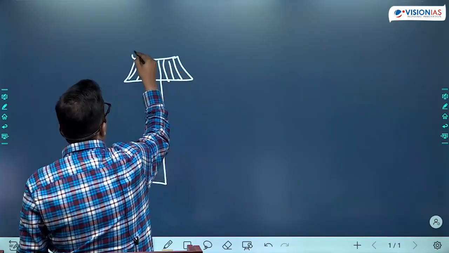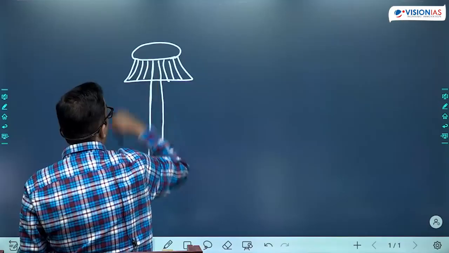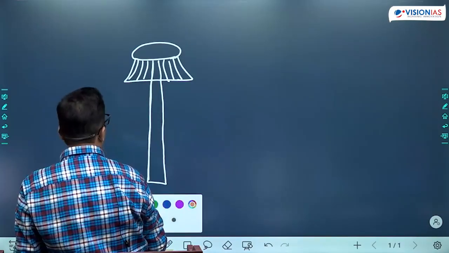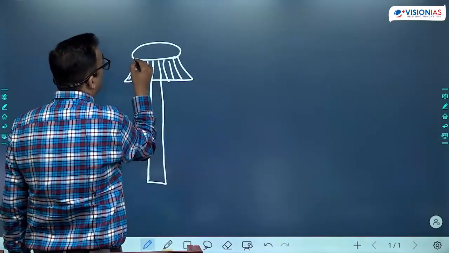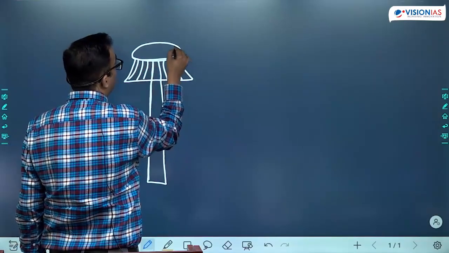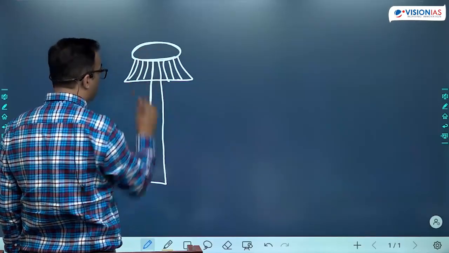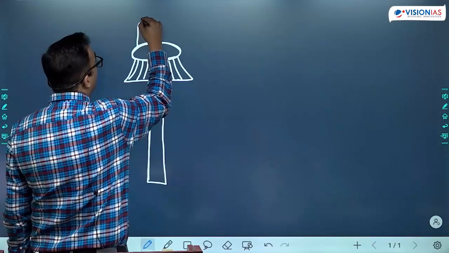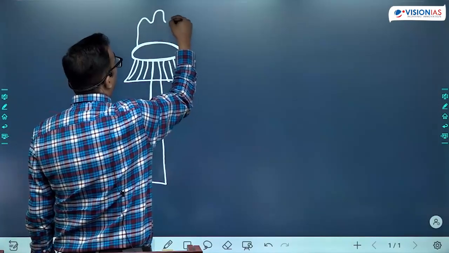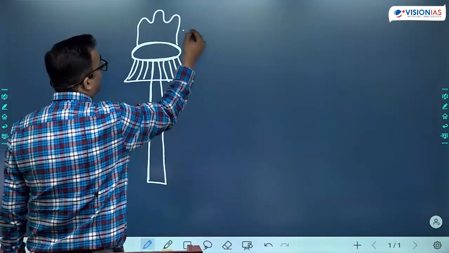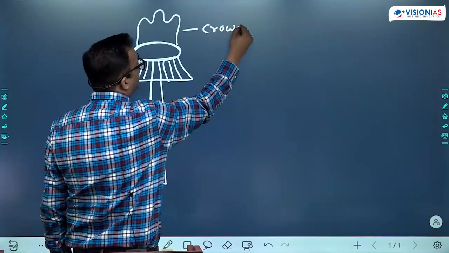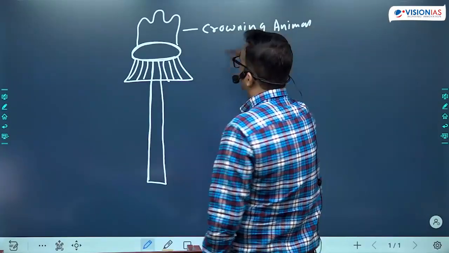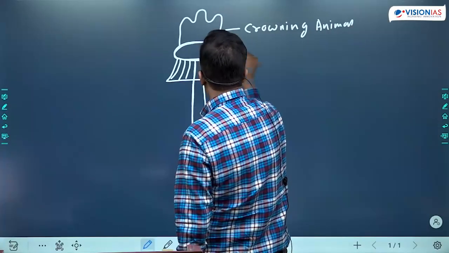Then at the top of it, there would be a part which is called the abacus. But the shape which I am creating, the abacus, will not necessarily be this shape everywhere, okay? It's just one type. And then on the top of it, we see one such crowning animal. So create this image. This is what we call the crowning animal. Then this part we call the abacus.